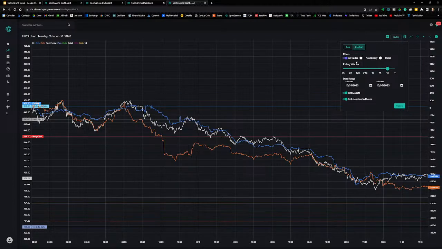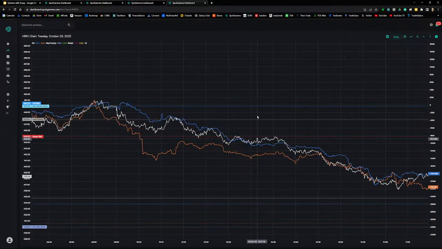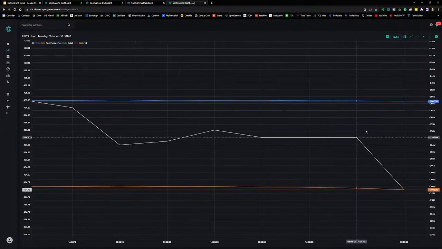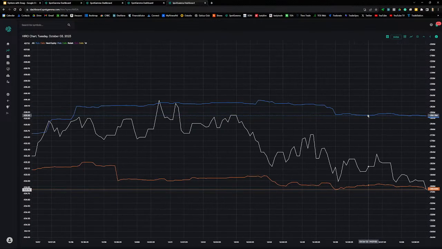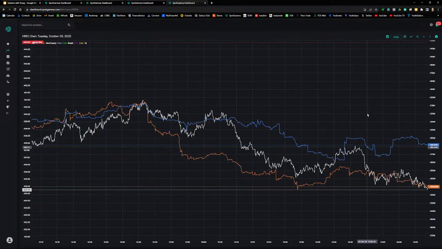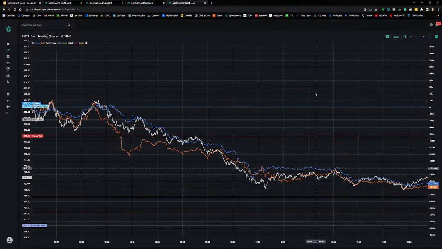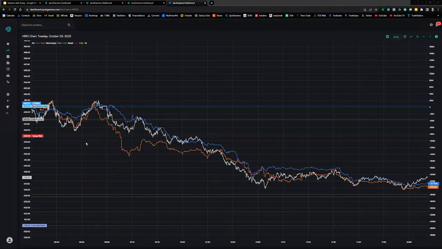Separate out puts and calls. So initially the call sellers were more aggressive. Let's just zoom in on that. Call sellers more aggressive.